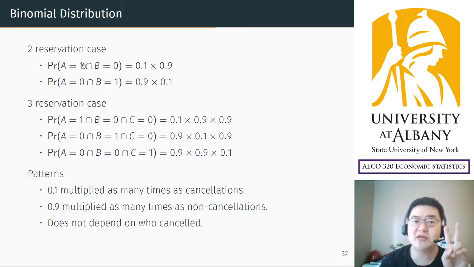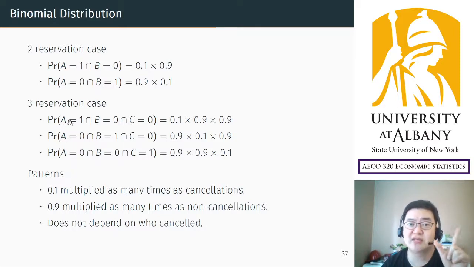When there are 2 reservations and one is canceled, then automatically there is only 1 reservation that is not canceled. But when 3 reservations, one of them is canceled, so automatically 2 reservations are not canceled. So in this case, 0.9 is multiplied twice, right? And finally, these 3 probabilities are the same. So it doesn't matter. The probability does not depend on who cancels. In the end, everything is independent and all the probabilities are the same for everyone, so it does not matter if it's A or B.